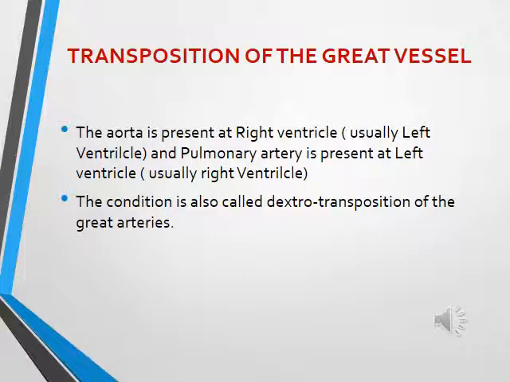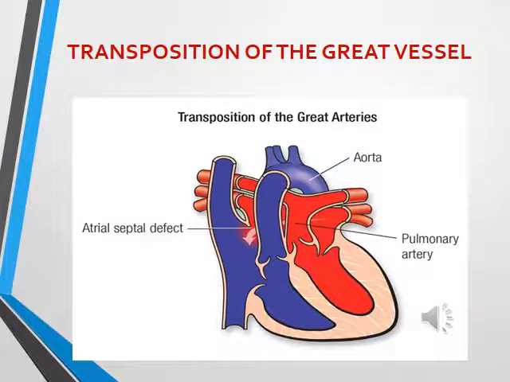Transposition of great arteries. It is a serious but rare condition in which the two main arteries, the pulmonary artery and aorta, are reversed. The aorta is present at the right ventricle and the pulmonary artery is present at the left ventricle. This is the picture of transposition of great arteries. See, the aorta is arising from the right ventricle and the pulmonary artery is arising from the left ventricle.